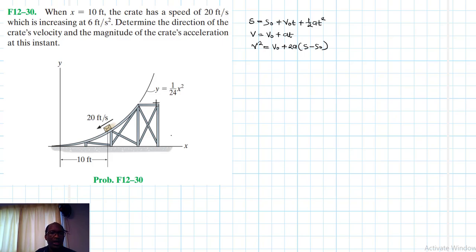So here we're being asked to find the velocity, the direction of the velocity. Velocity is already given, but the direction at that very instant, which is at x equal to 10 feet, which is this very point. So we want this direction here. What is the slope at this point?